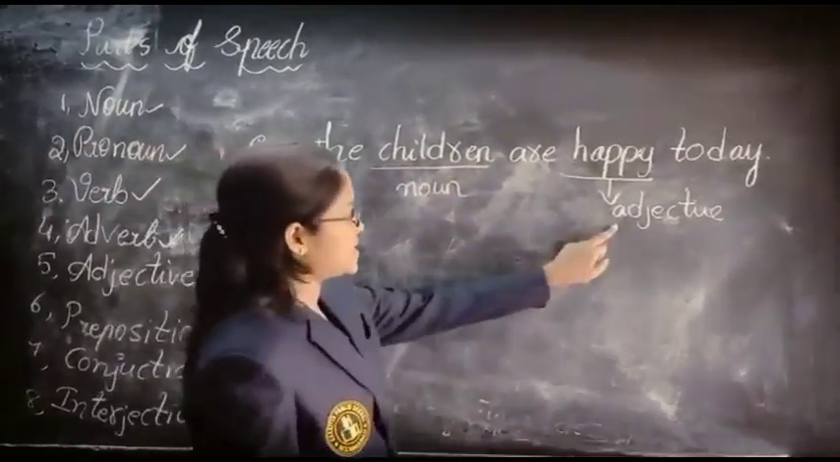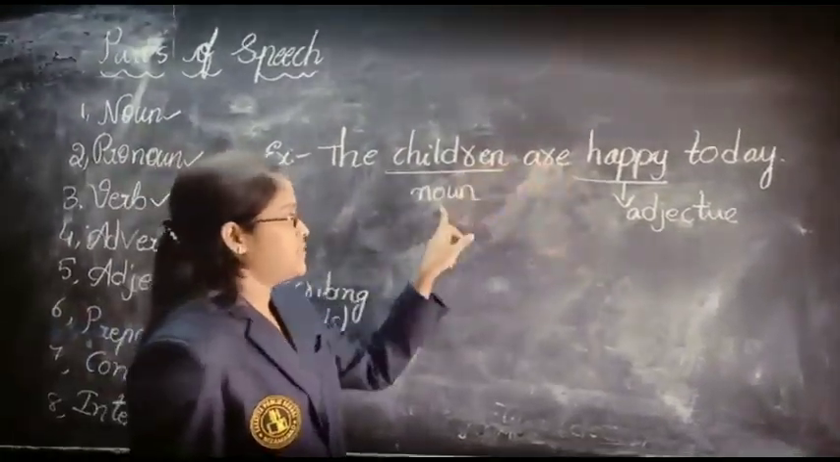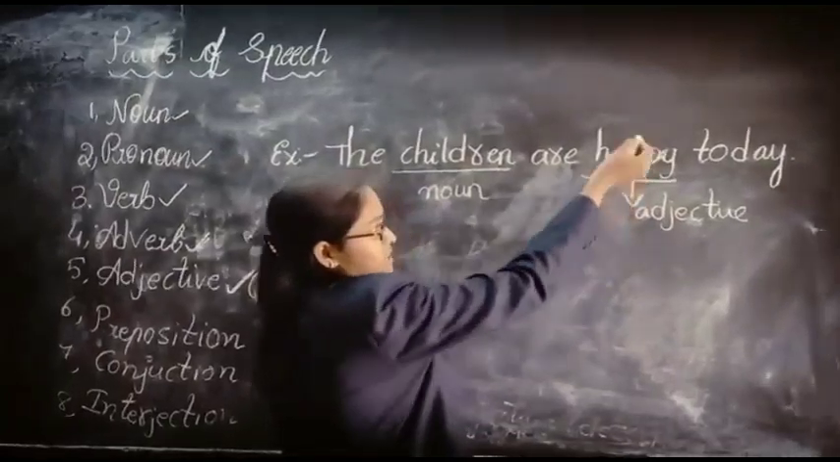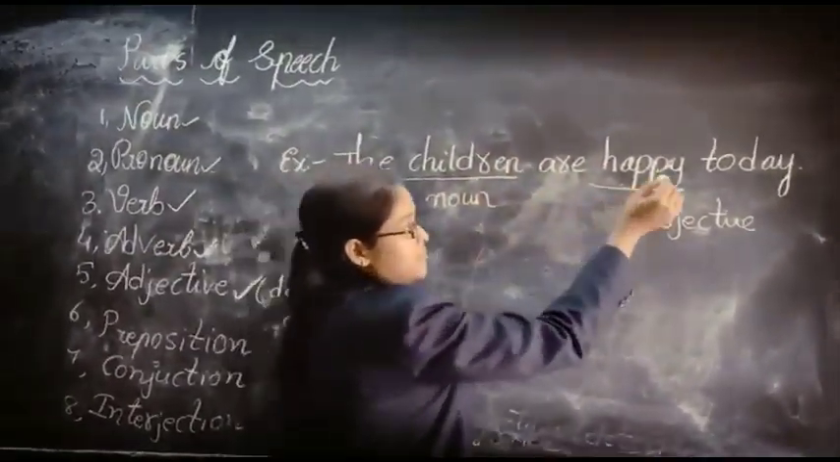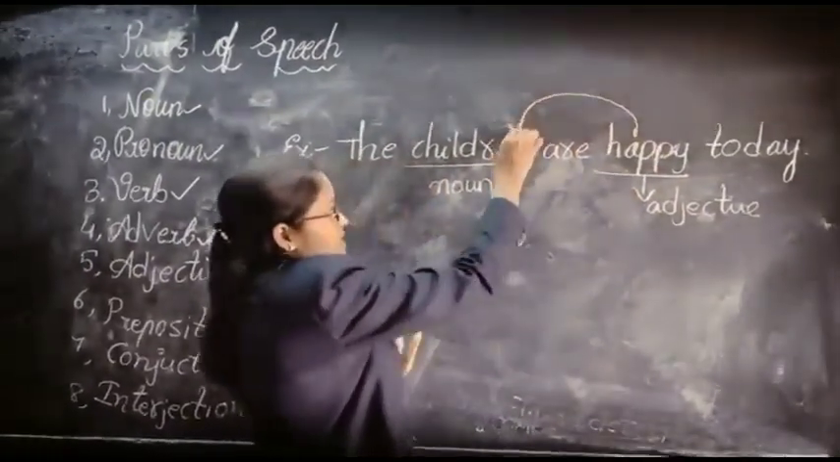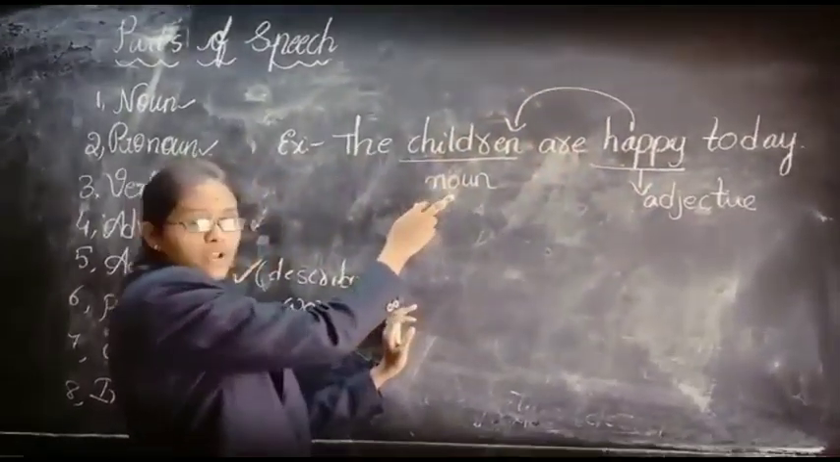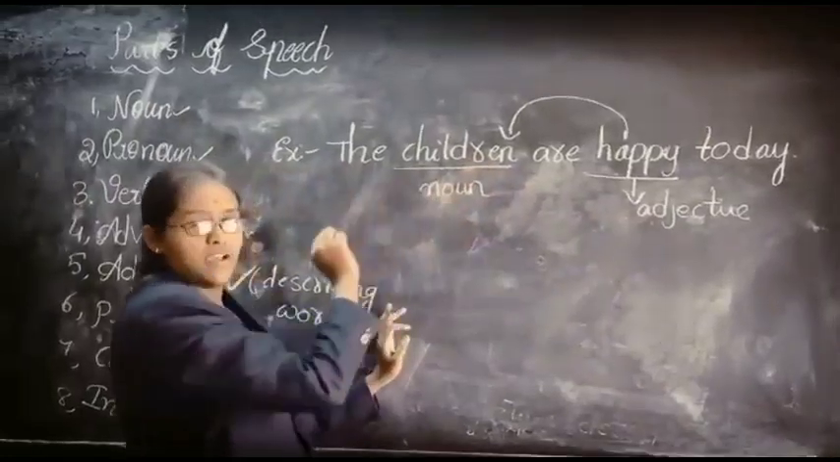So this adjective is going to describe the noun. This happy is describing the children. What is the sentence saying? The children are happy today. So the word happy is describing the children. In this sentence, happy is the adjective, children is the noun.